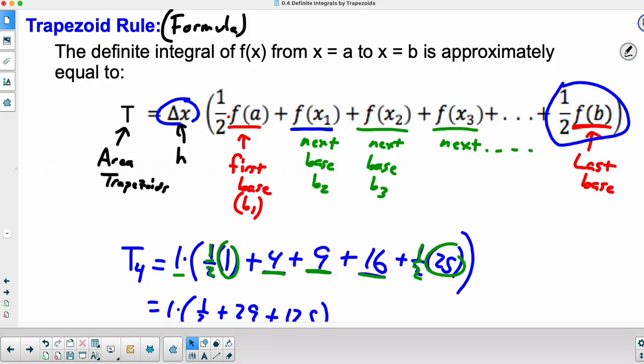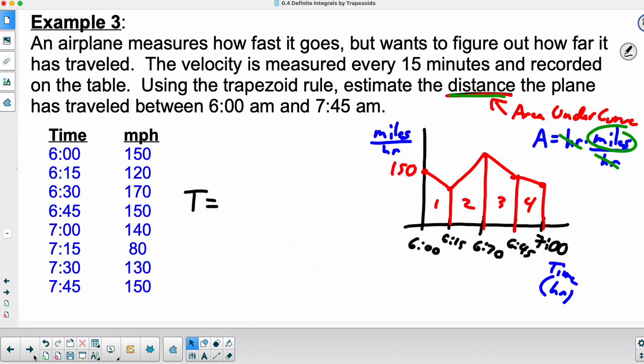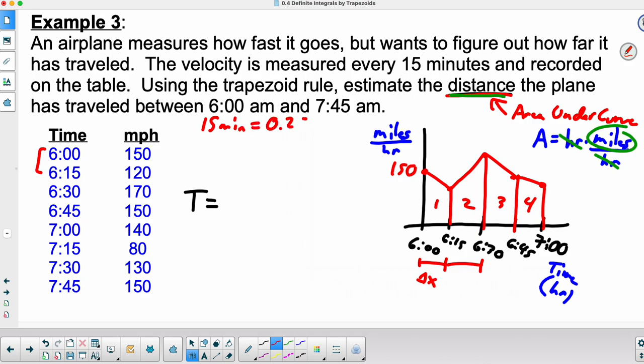I need to find what's my change of x. Well, on this question, what's my change of x? How far is it changing from 6 to 6:15? And from 6:15 to 6:30, this is my change of x, what that increment is. And what is that change? It's 15 minutes, Mr. Royk. I would argue, though, because this is in miles per hour, 15 minutes is the same thing as 0.25 hours. So my change of x is going to be 0.25. It's a quarter of an hour.